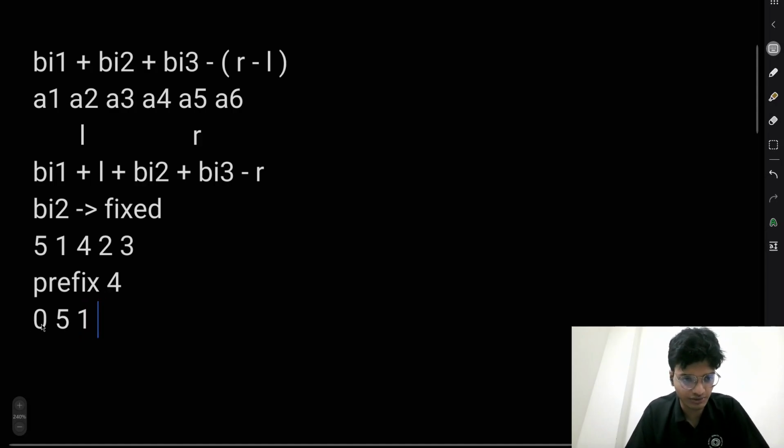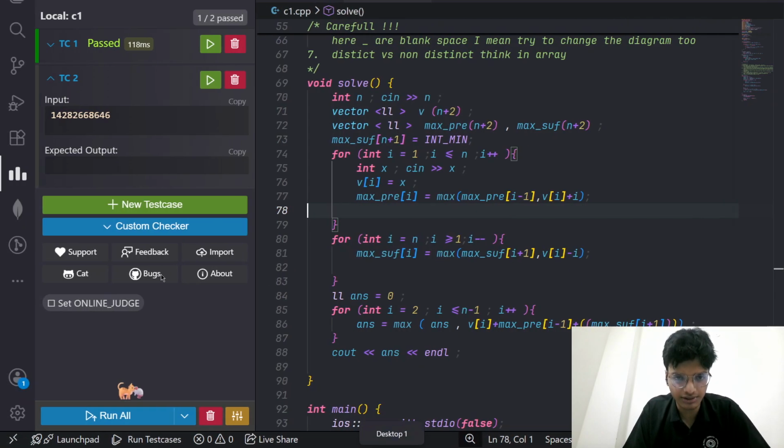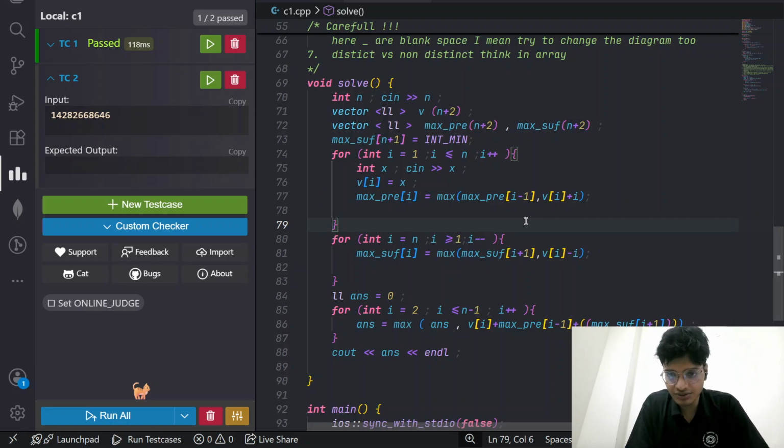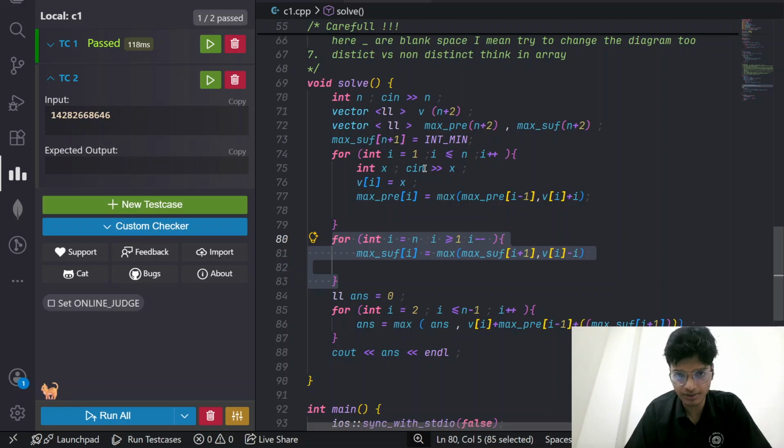Then if we do the maximum, let me explain here. If we do the maximum prefix, it is the previous maximum prefix and then v of i plus l. That's why I've chosen the zeroth index to be 0, so it doesn't matter for i minus 1. It doesn't go to minus 1, so it doesn't break our code. Same with suffix. So what I have done is the maximum suffix of int minimum.